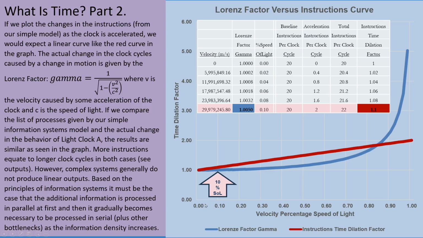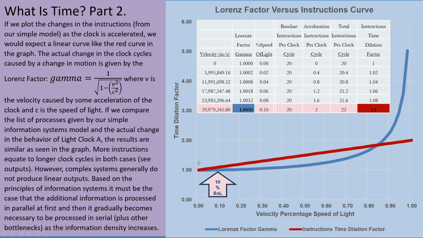And in both cases, the more acceleration, and here's 100% of the speed of light, and here's 0% of the speed of light, as the velocity of the system increases, in both cases, the clock cycles decrease. The simple model, the red line, predicts that it would be 2 to 1 by the time you reach 100% the speed of light. The Lorentz factor says by the time you reach 100% of the speed of light, it's off the charts.